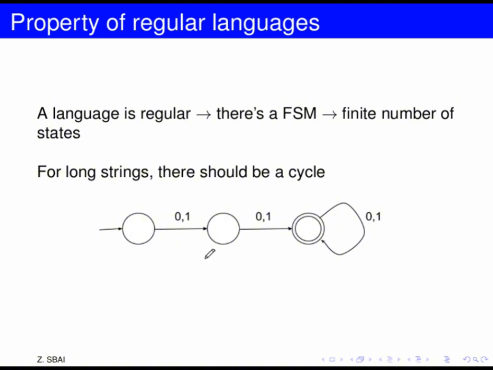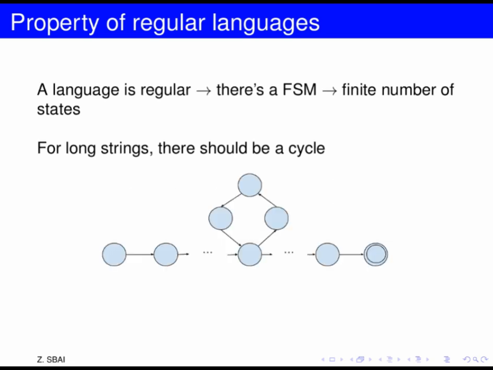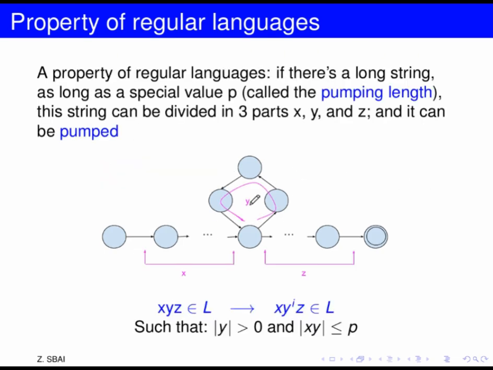For example, this finite state machine allows us to recognize strings of length 2 or more. With this self loop here at the end state, we will allow for an infinite number of strings with a length greater than 2. So in general, there should be a cycle if we want to accept long strings. Okay, take for example this cycle here.